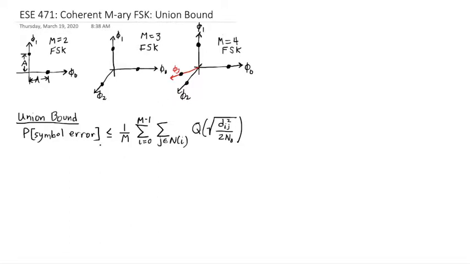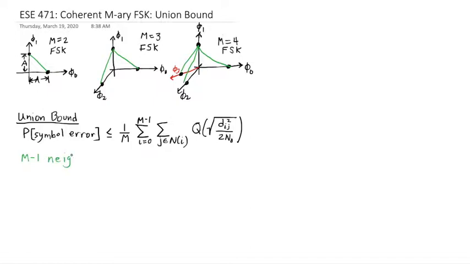So the union bound again says that we use this formula. We look at the neighbors of i, the neighbors of each symbol. Let's think about that. In 2-FSK, each symbol has one neighbor. In m equals 3 FSK, each symbol has two neighbors. And in m equals 4 FSK, each symbol has three neighbors. So we're talking about m minus 1 neighbors. So this sum is going to be over m minus 1 neighbors.